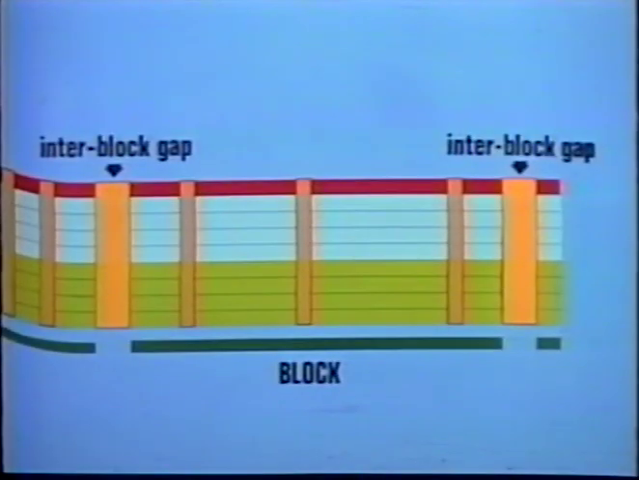The records are often grouped into blocks separated by an empty space on the tape, called an interblock gap. All the records in a block are either read or written at one go. This means that data can be transferred more efficiently.